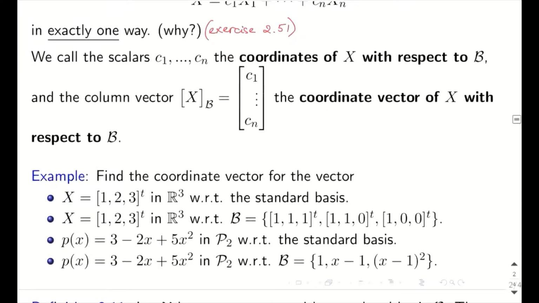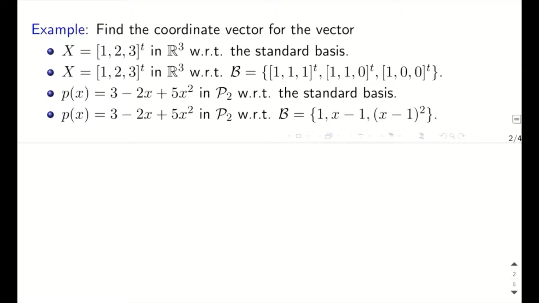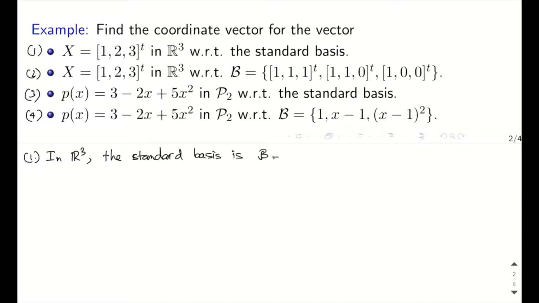All right, so here are some examples. Find the coordinate vector for each of the vectors below. First, in R3, the standard basis is B. That is the collection of three vectors: 1, 0, 0; 0, 1, 0; and 0, 0, 1.